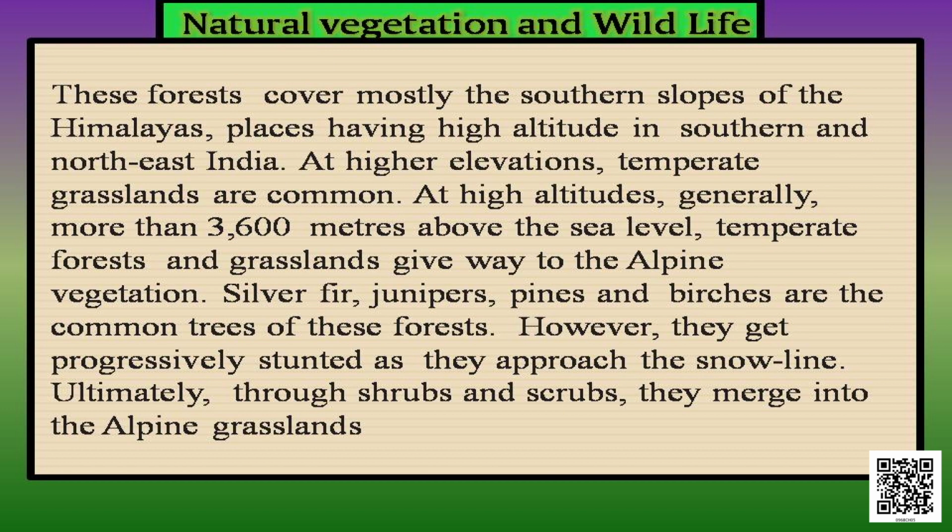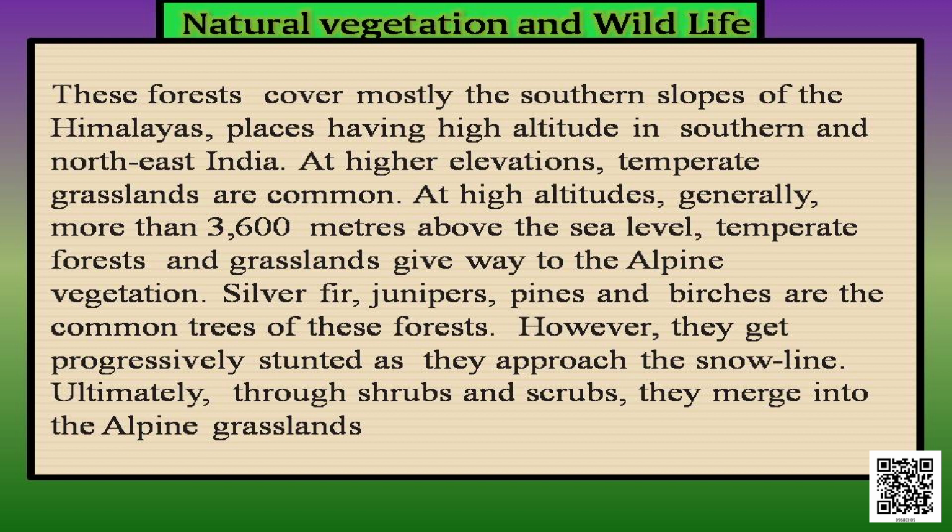The next category of forest is found on the southern slope of the Himalayas, at high altitude in southern and northeastern India. At a higher elevation, temperate grasslands are found in this region. At high altitude, generally more than 3600 meters above sea level, the temperate forest and grasslands merge into alpine vegetation. Here you will find typical trees like silver fir, junipers, pine and birches, commonly found in this region. However, they get progressively stunted as they approach the snow line.